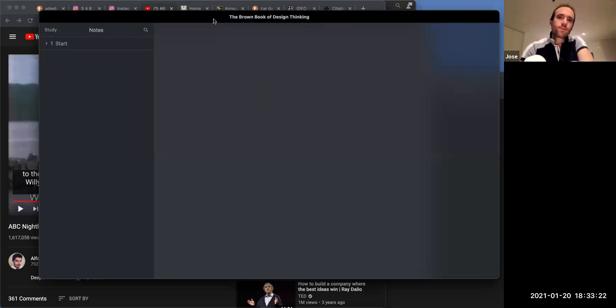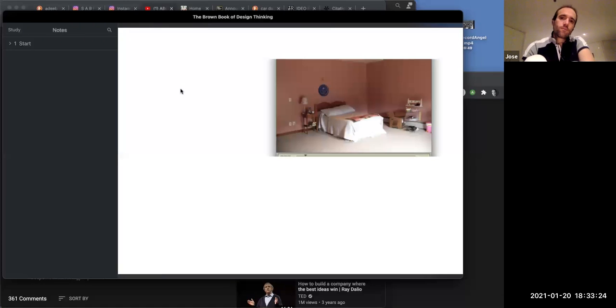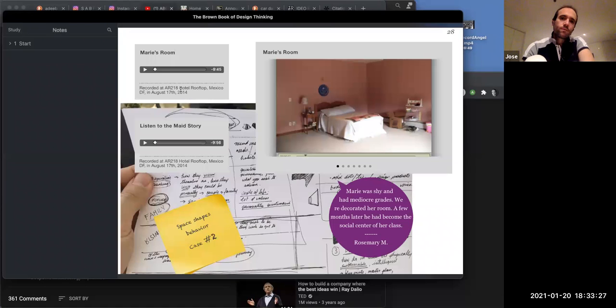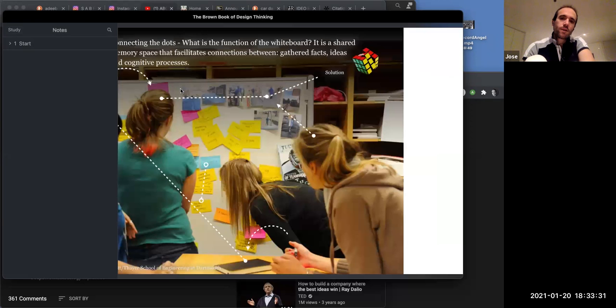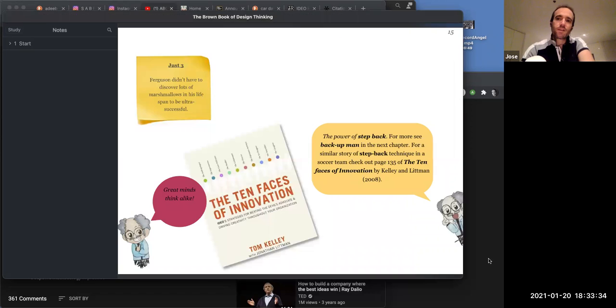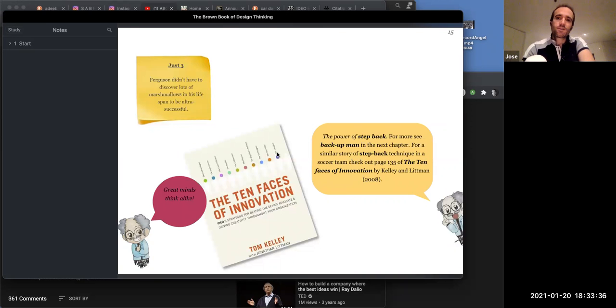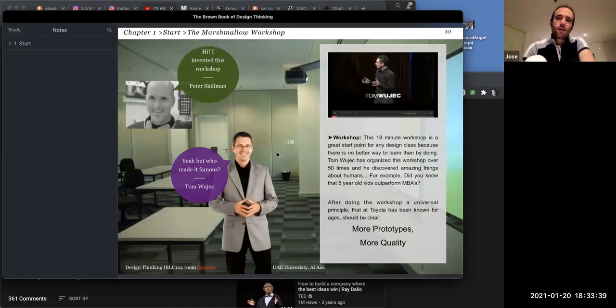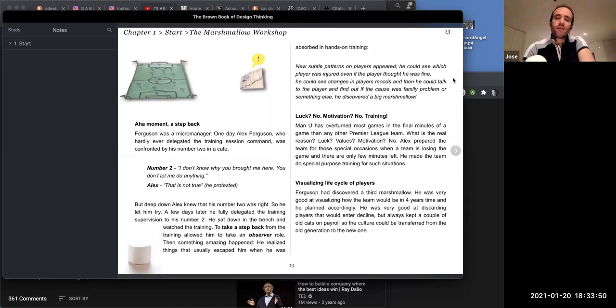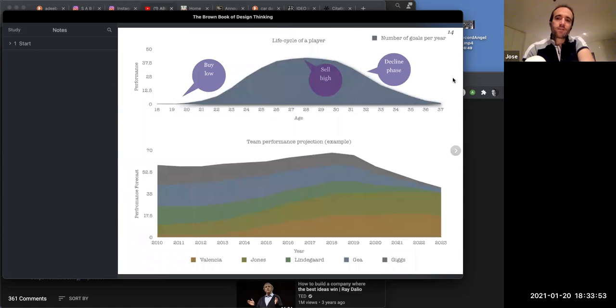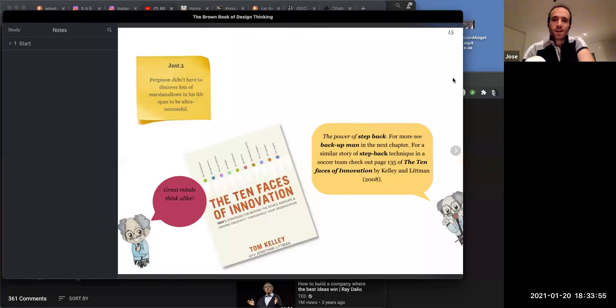Okay, so this is the book we used. Okay, good. So design thinking, let's see very quickly what it is. We just saw the Marshmallow Workshop, which is a very good exercise. Peter Skillman invented the marshmallow challenge and Tom Wujec made it famous. Basically the takeaway is that more prototypes means more success, more quality. And here you have a case about Manchester United that you can check.